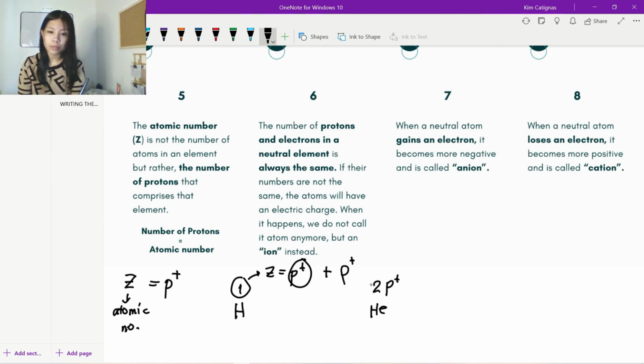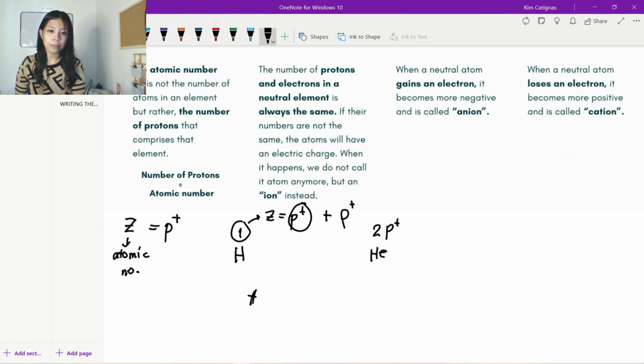Kapag nadagdagan si helium, sino yung kasunod niyang element na may tatlong atomic number. So, yun po yung ibig sabihin ng atomic number. Bakit hindi pwede mag-change yung number ng protons sa isang element? So, also, the number of protons and electrons in a neutral element is always the same. Pag wala nang bago sa electrons niya, wala nang bago sa neutrons niya, same lang yung number ng protons niya tsaka ng electrons niya. If their numbers are not the same, okay, so ibig sabihin lang po nito, yung number ng protons ay hindi equal sa number ng electrons.